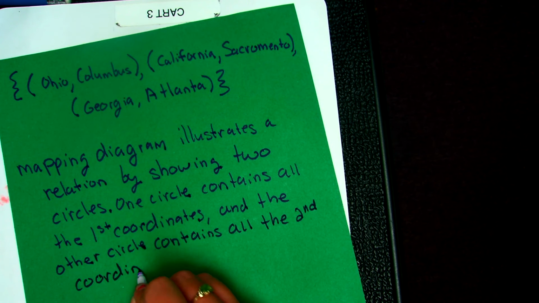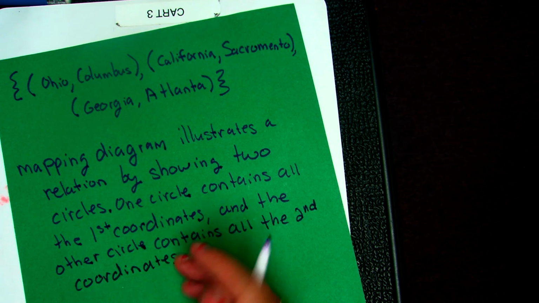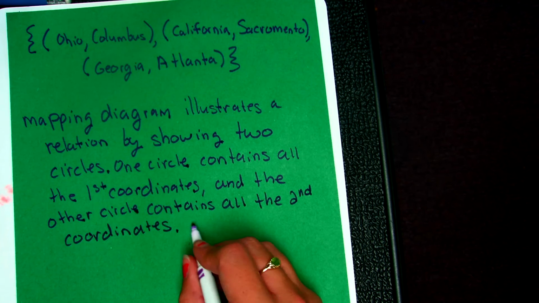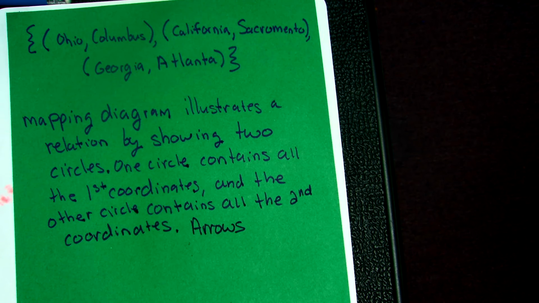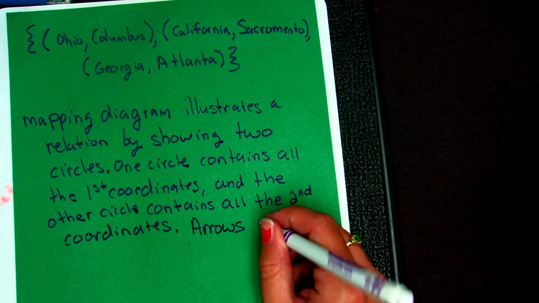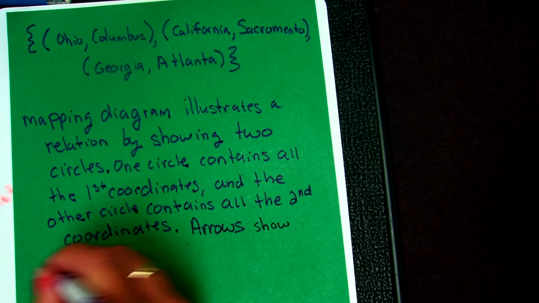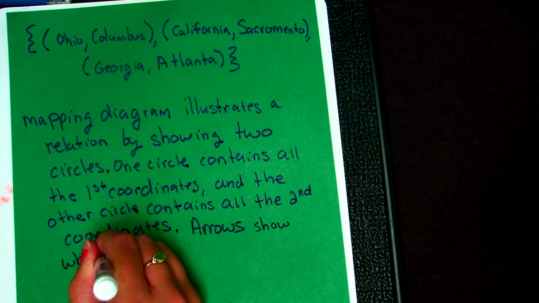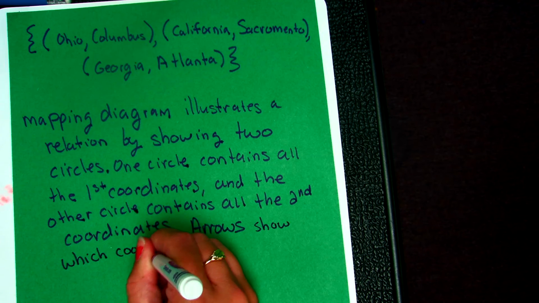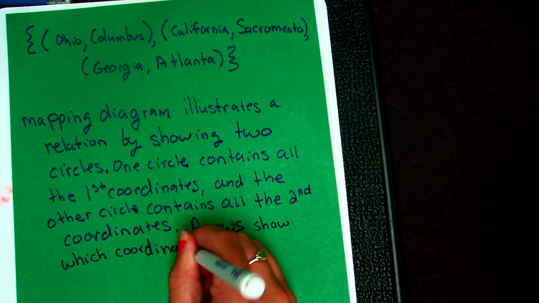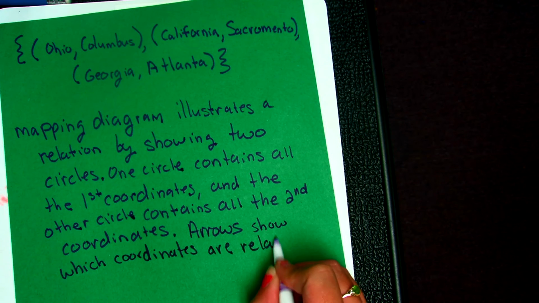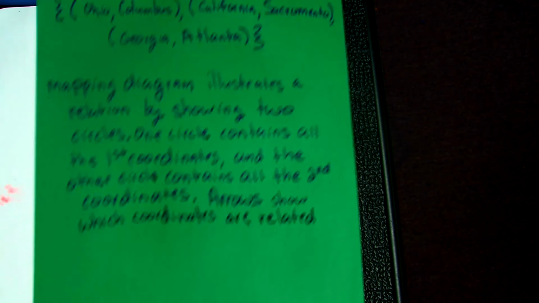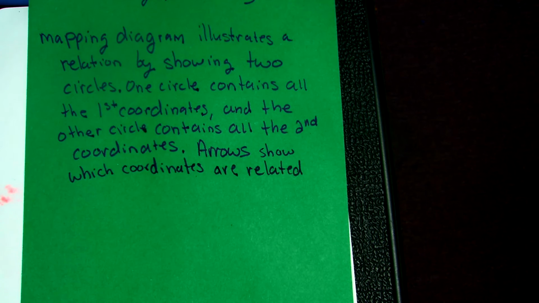Then arrows. It's kind of like a matching, right? Have you ever had to do matching on a test or a quiz? Arrows will show which coordinates are related.